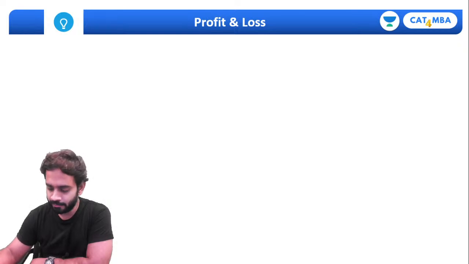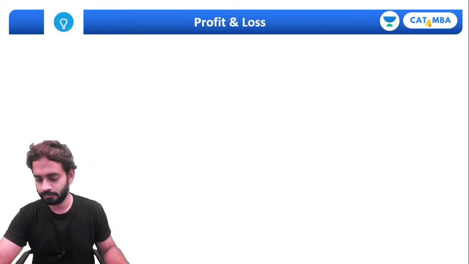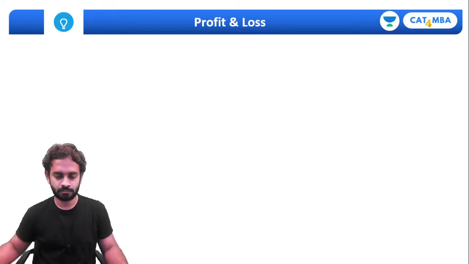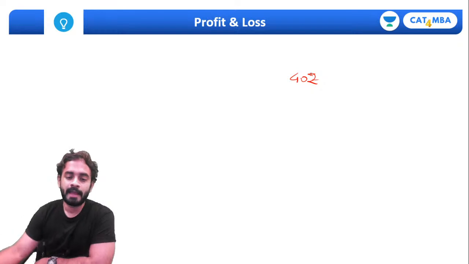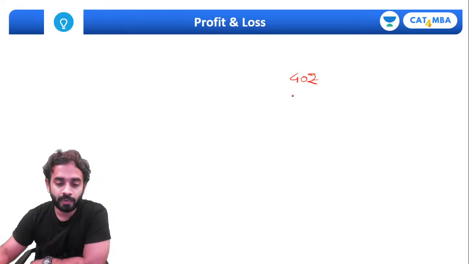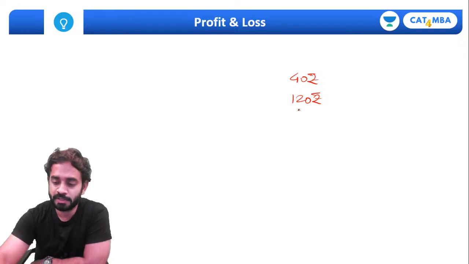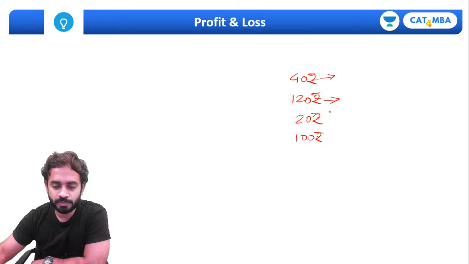Let us say I have a pen. I have purchased a pen for 40 rupees. So this is 40 rupees. And I want to sell that pen for 120 rupees. But nobody was ready to buy that pen from me at 120 rupees. So what I did, I just gave a 20 rupees discount on this pen. Now for 100 rupees, someone purchased that pen from me. What are these prices called?